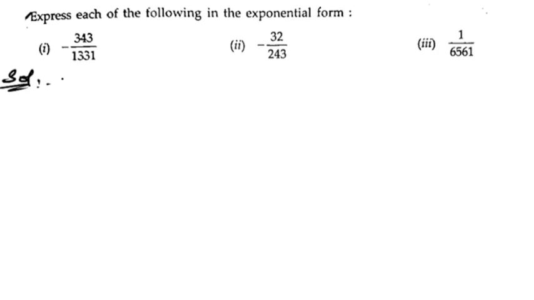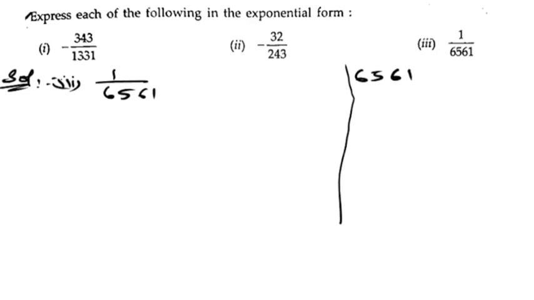Now let us solve the third bit. 1 upon 6561. So here we can take out the factors of 6561. If we add all the digits, we will get 18. So that means it is divisible by 3.